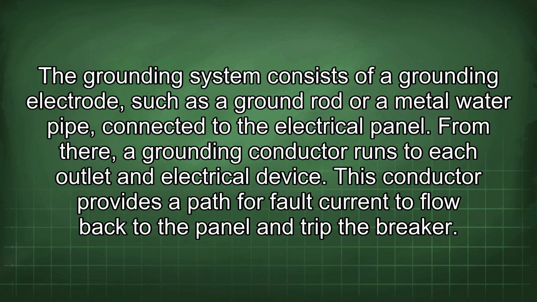The grounding system consists of a grounding electrode, such as a ground rod or a metal water pipe, connected to the electrical panel. From there, a grounding conductor runs to each outlet and electrical device. This conductor provides a path for fault current to flow back to the panel and trip the breaker.